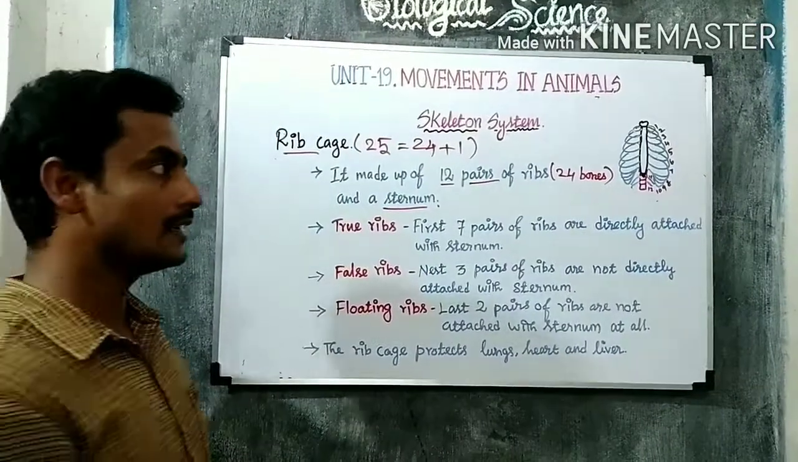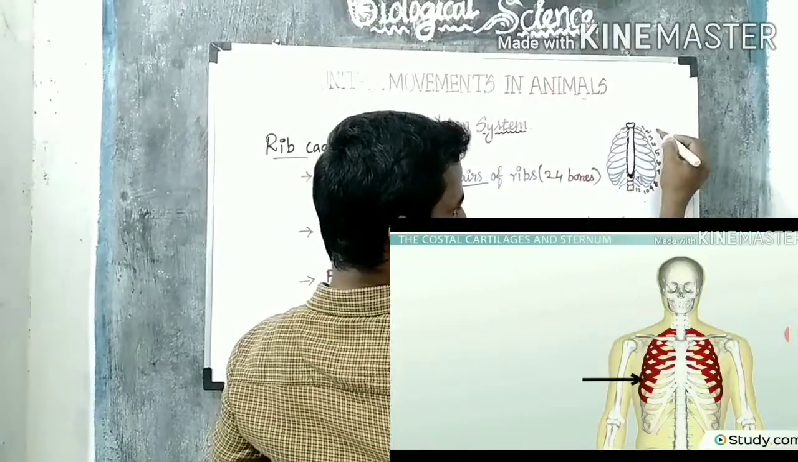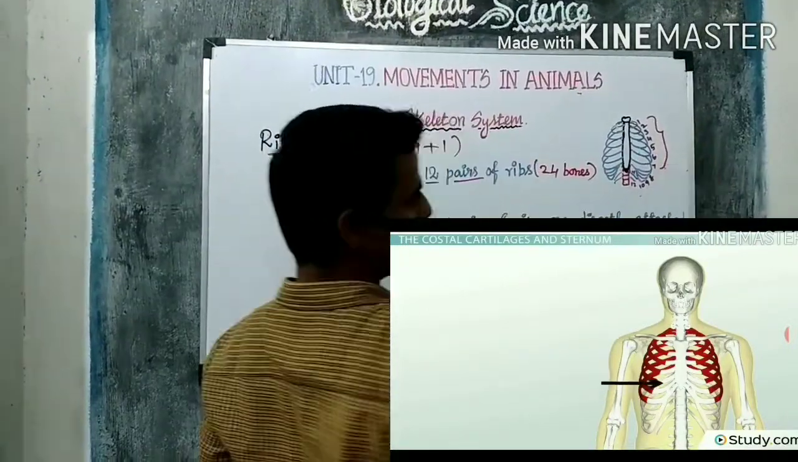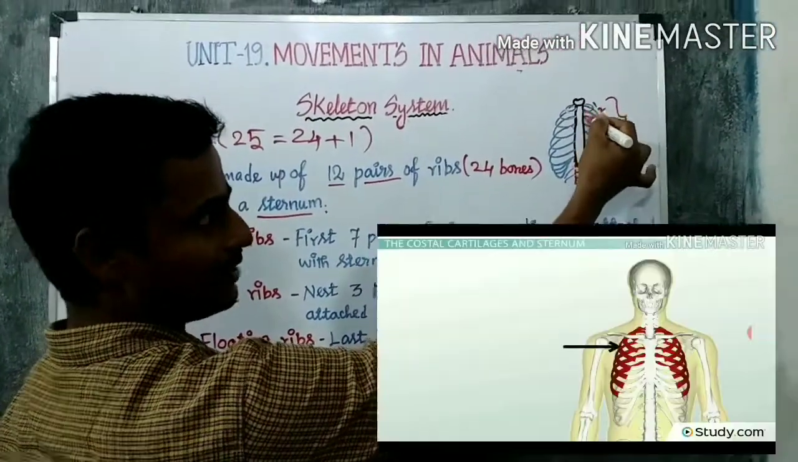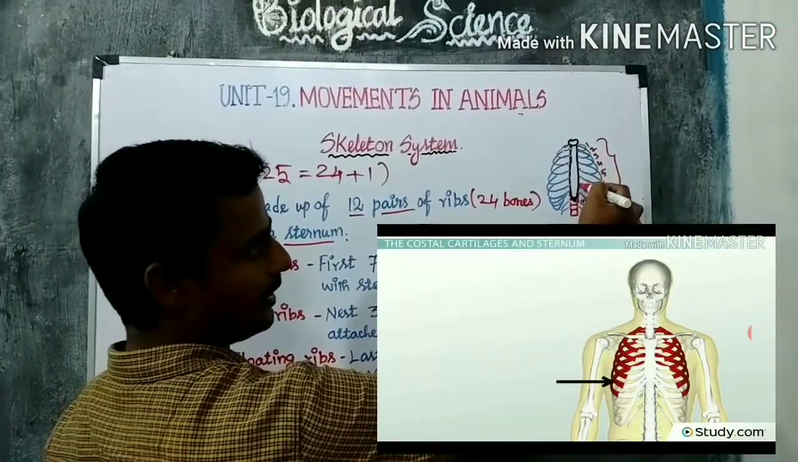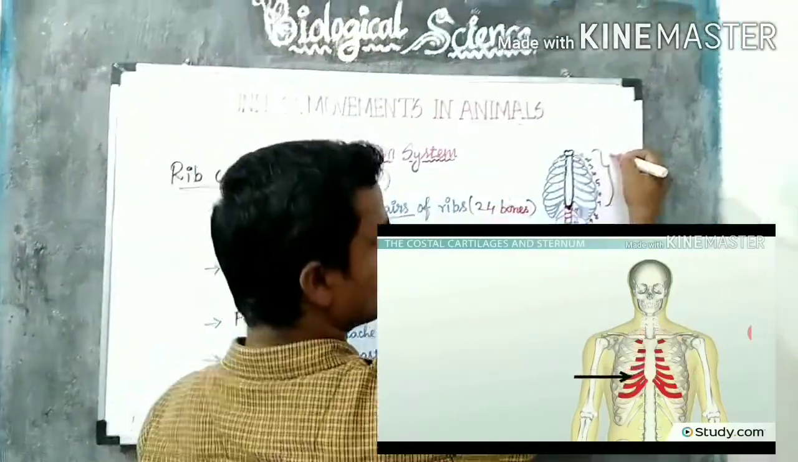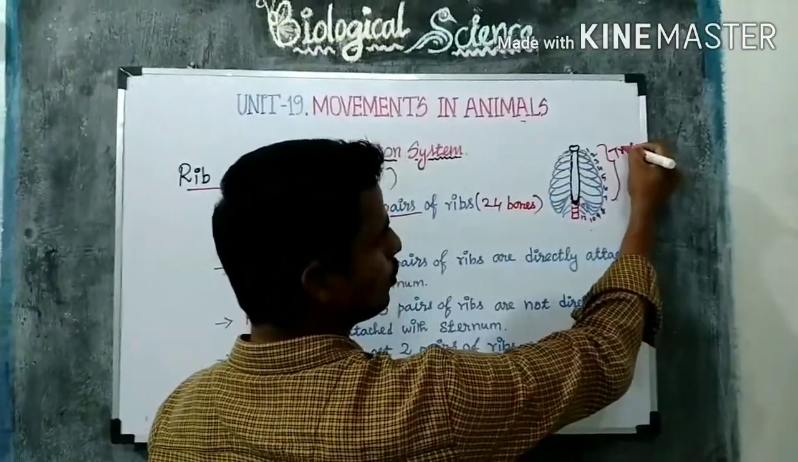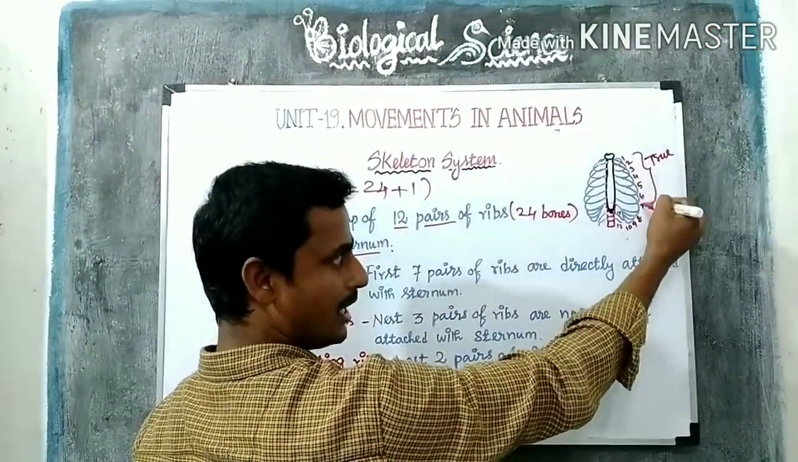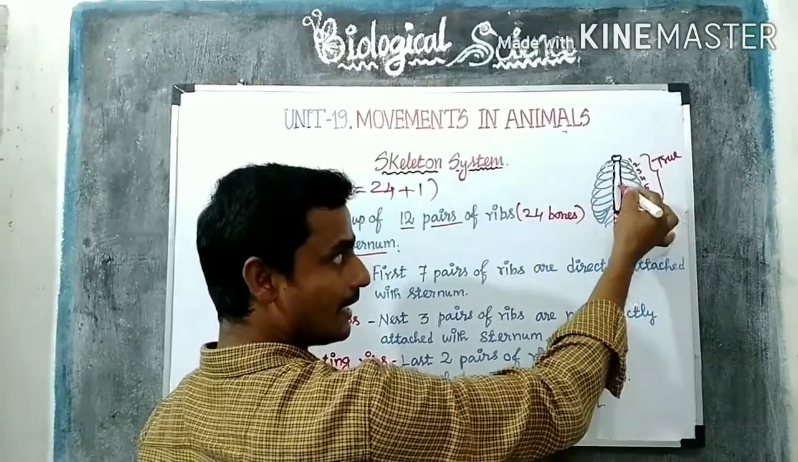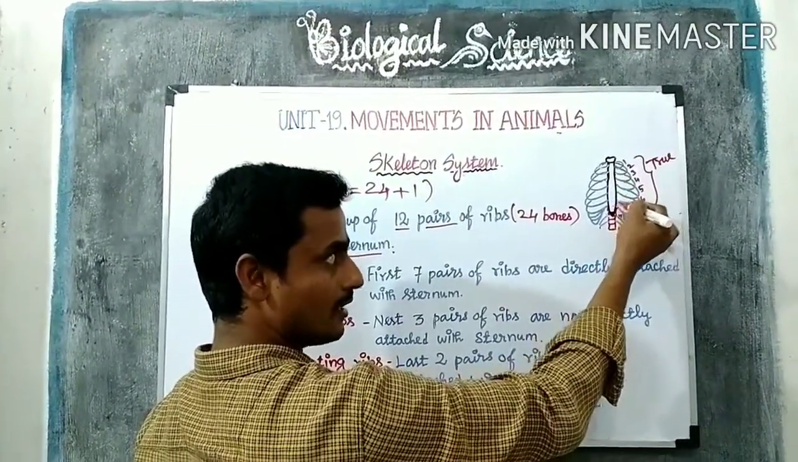True ribs means the first 7 pairs. The first 7 pairs of ribs are directly attached to the sternum, hence they are called true ribs.